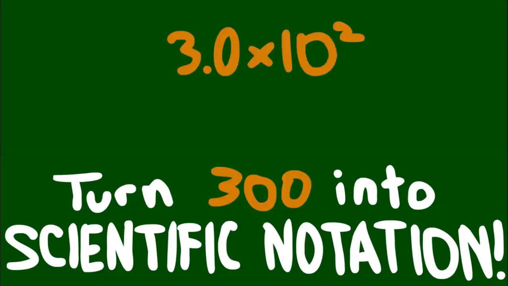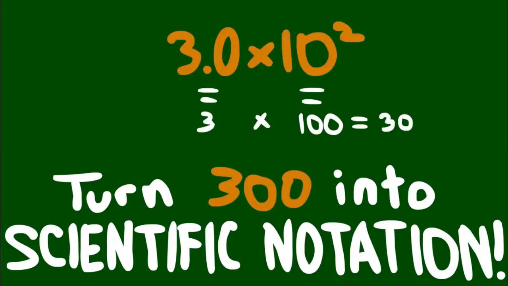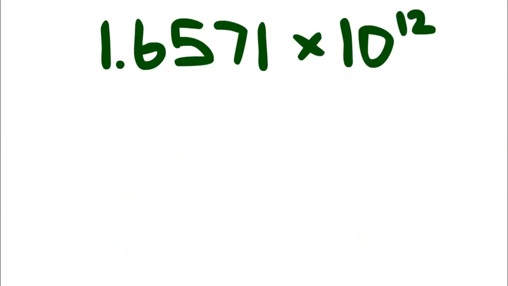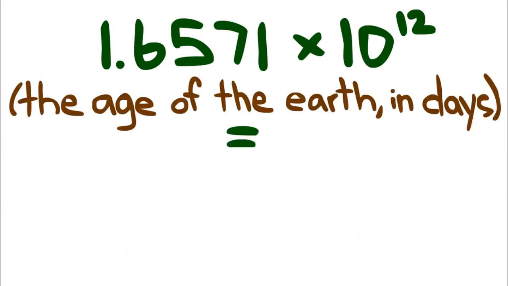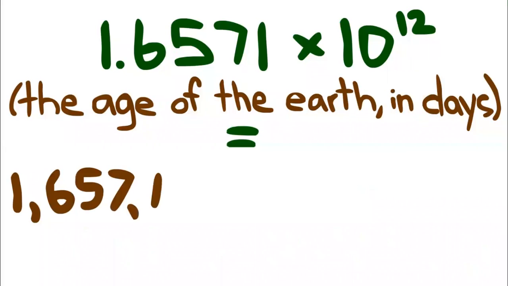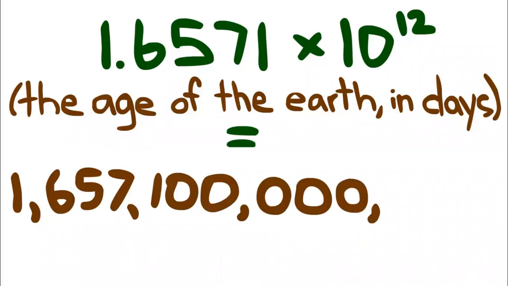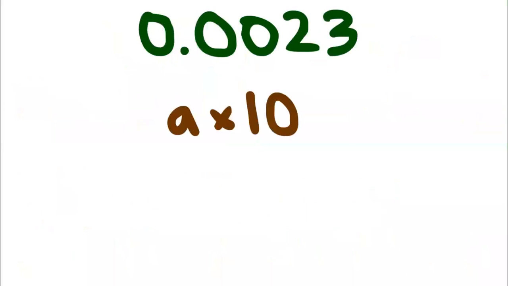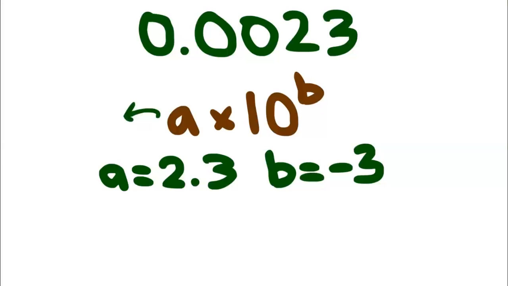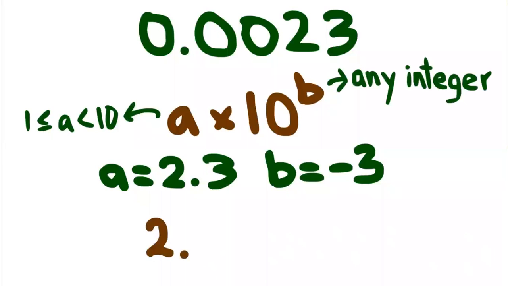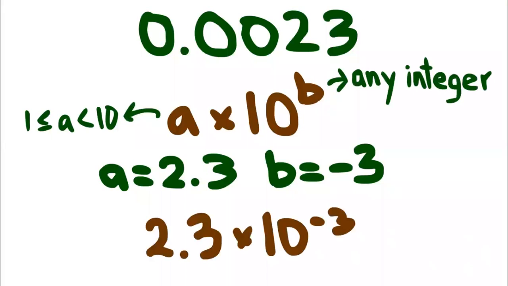300 in scientific notation is 3 times 10 to the power of 2. 10 to the power of 2 is 100 times 3, that's 300, so there's your proof. Scientific notation uses exponents. Go with the base of 10, so you don't have to write out so many zeros again, and again, and again. Take a number like 0.0023, plug it into a times 10 raised to the power of b, where a equals 2.3 and b is -3. You get 2.3 times 10 raised to the power of -3.